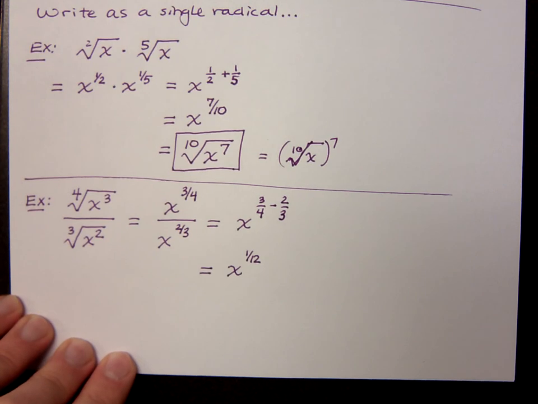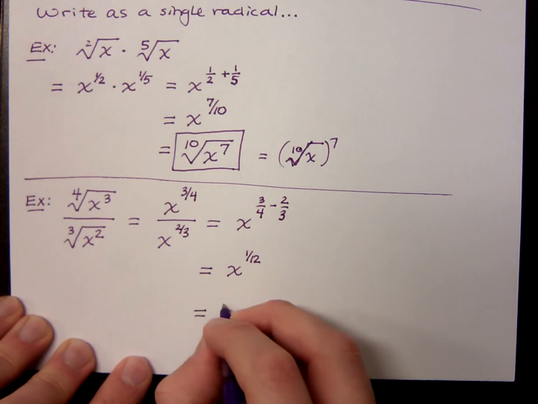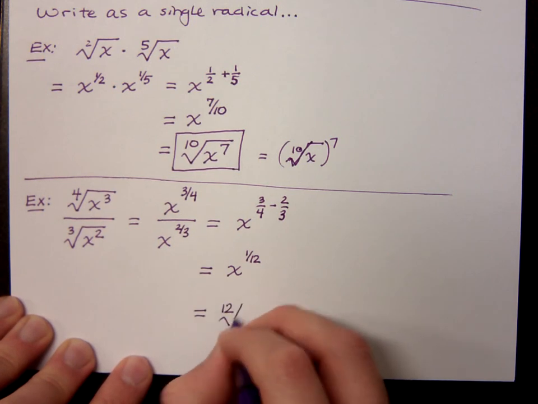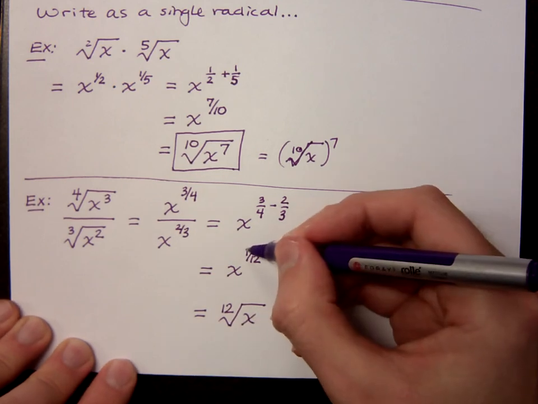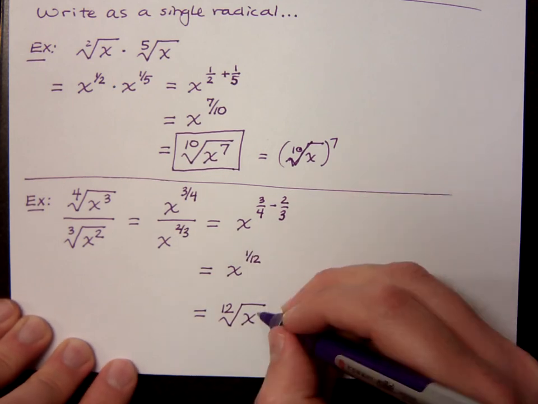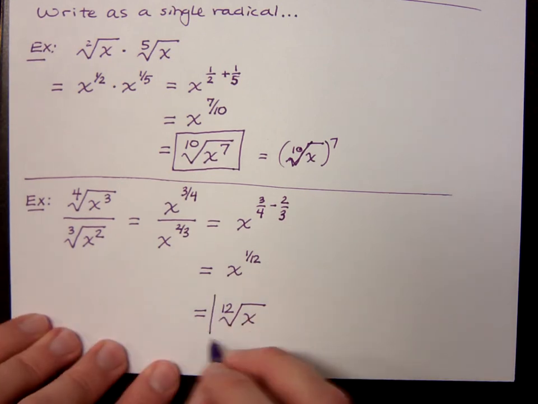And then how do you convert from this guy back to the radical? Remember, the denominator is your exponent. 12th root of x. What happened to the numerator here? Where does that 1 go? It's understood to be here. I don't need to write that. And so then I've got this guy and I'm done.